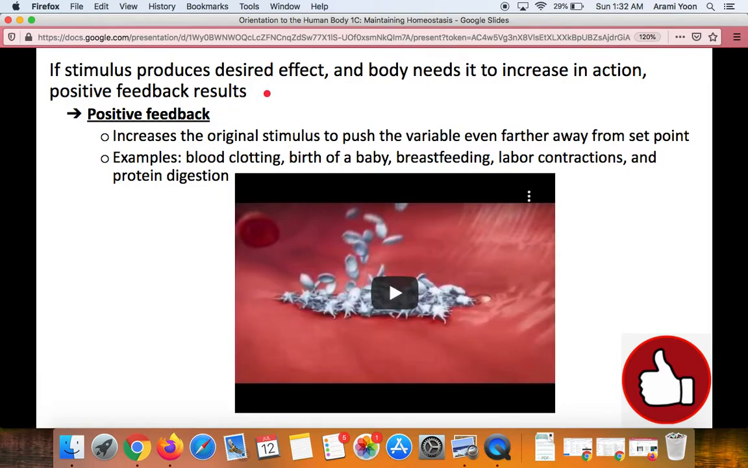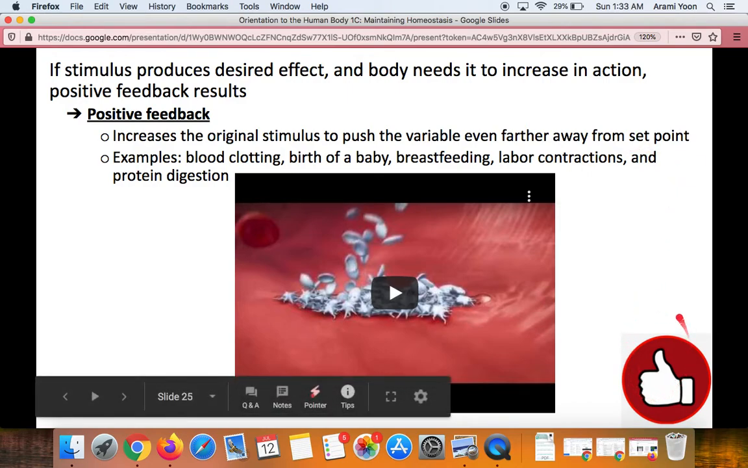Now, sometimes you actually don't want to maintain homeostasis. There are times, very, very few examples of these, but there are times where your body actually needs to move away from homeostasis. And when that happens, if the body is actually trying to increase the reaction to the stimulus, we call that positive feedback. So positive feedback is when you increase the original stimulus to push the variable even farther away from its set point. In other words, we're raising or increasing the response to the stimulus.